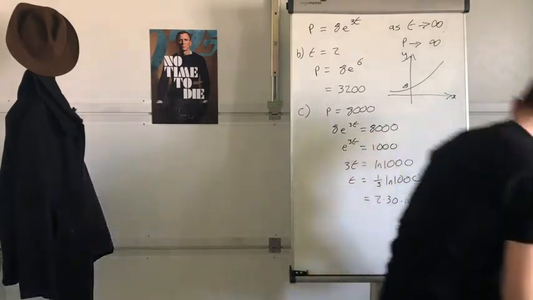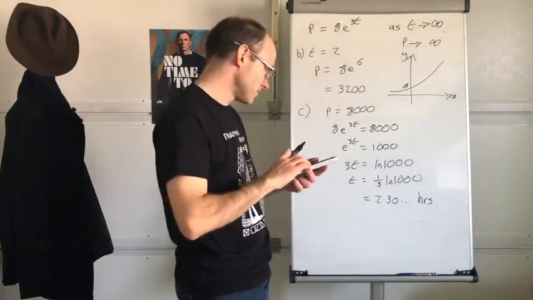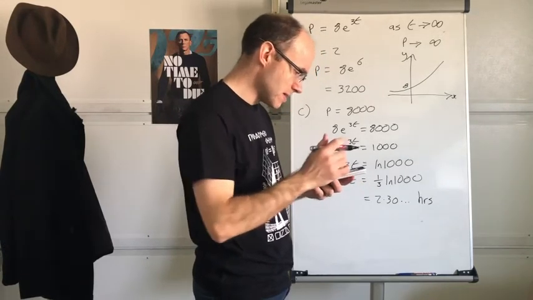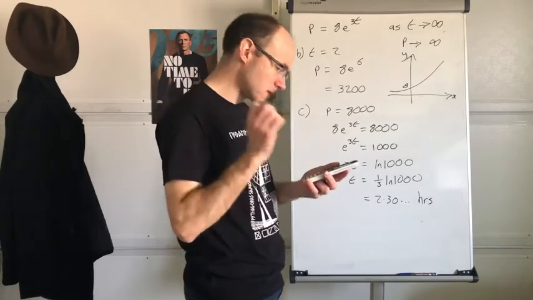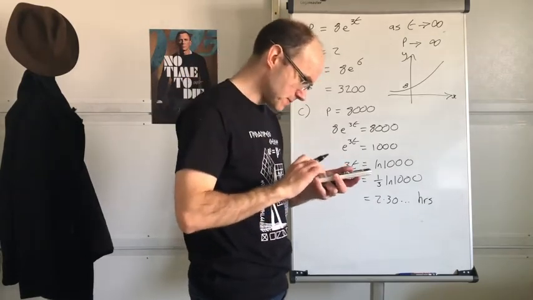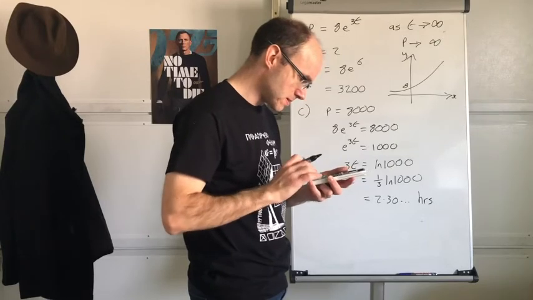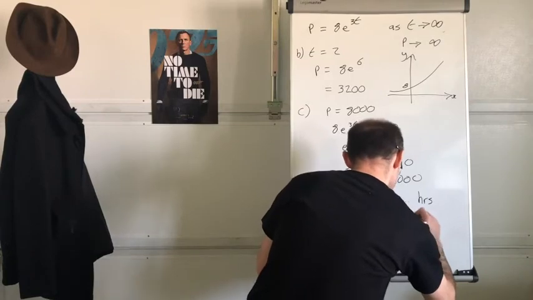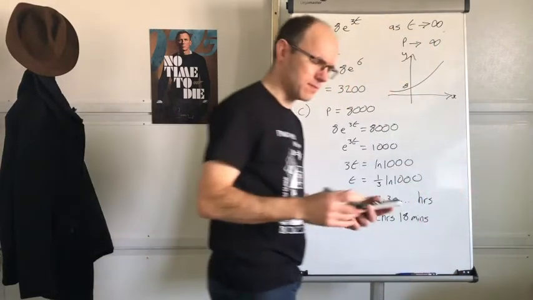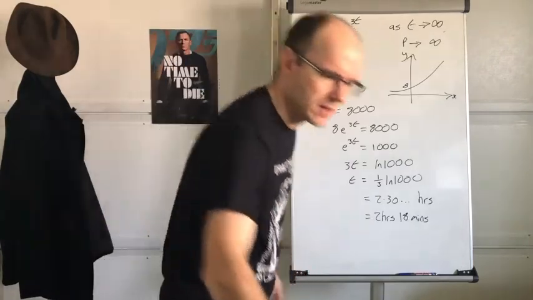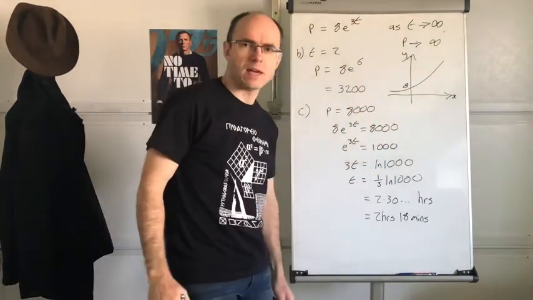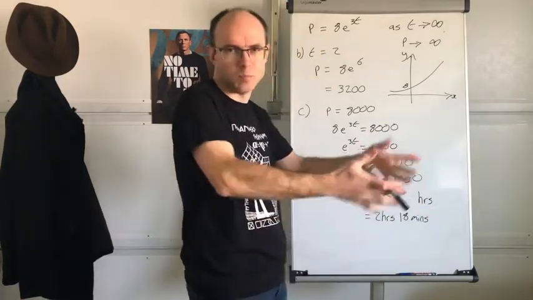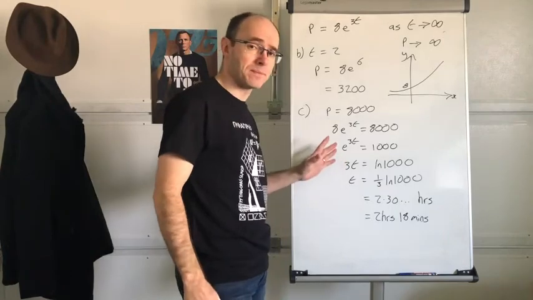Now, bear with me, because I stopped the recording and deleted that from my calculator. So I'm just going to get it up again. Natural log of 1000 divided by 3. There's that, 2.30 dot dot dot. Subtract 2, multiply by 60, so 18 minutes. So that's 2 hours and 18 minutes. That's the only thing to watch out for. If you did have to give a time in the afternoon, it would be 2:18 p.m. or whatever.